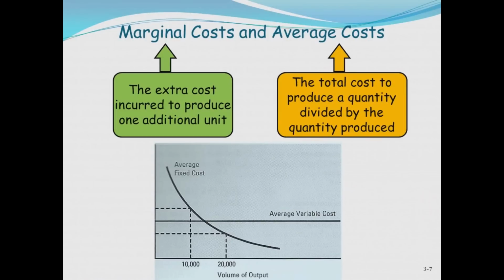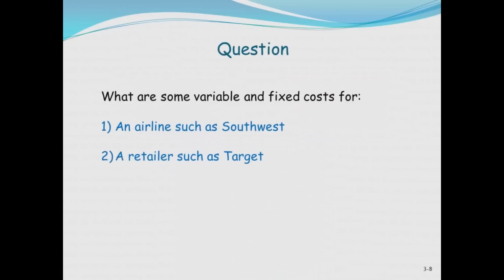Okay? Does this make sense? Good. Give me a variable cost for Southwest and a fixed cost for Southwest Airlines. Give me a fixed cost. It's the warehouse for the planes. They're the hangars.